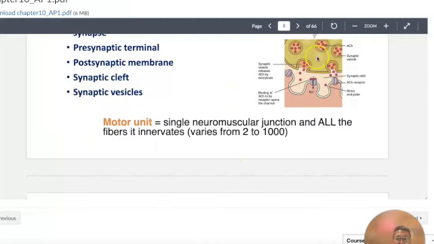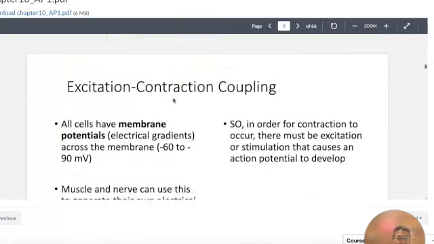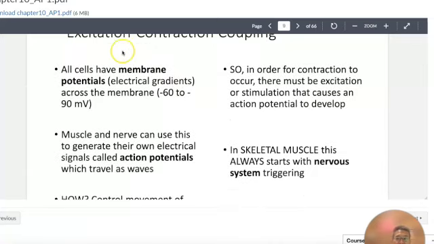So synaptic vesicles are these guys. Remember, we learned about vesicles in the cells. It releases the acetylcholine in there. So for the membrane potential, these are some of the numbers. It needs to go from -60 to about -90. So you can see it moving, the electrical charges, because of the sodium difference.